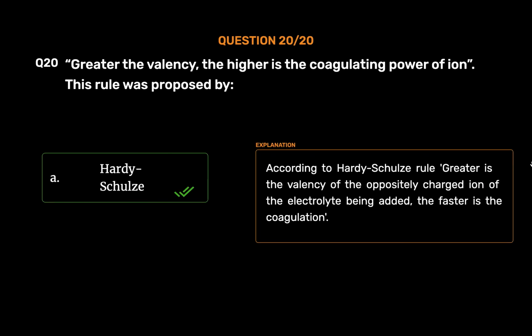Hardy-Schulze. According to Hardy-Schulze rule, greater is the valency of the oppositely charged ion of the electrolyte being added, the faster is the coagulation.